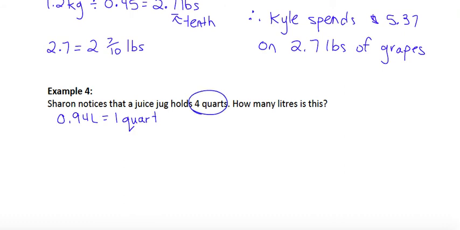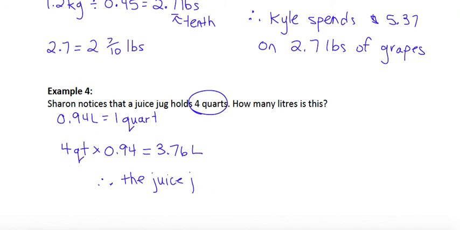Now I'm going from 4 quarts, so I'm going from an imperial measurement to a metric measurement, so I want to multiply by my conversion factor of 0.94, and that gives us a value of 3.76 liters. So therefore, the juice jug is 3.76 liters.